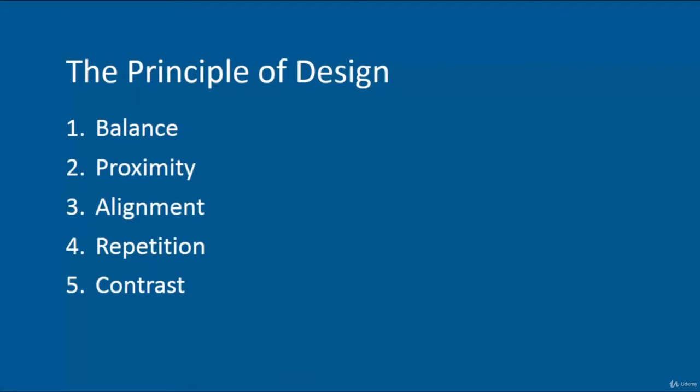The first principle is balance. Then we have proximity. Alignment is the third principle. Fourth is repetition, and then fifth is contrast. We'll take a look at each one of these and see what we mean by various principles, because these are important as you develop your skills to become an interaction designer. You ought to know these in the back of your mind. So let's take a look at what balance is next.